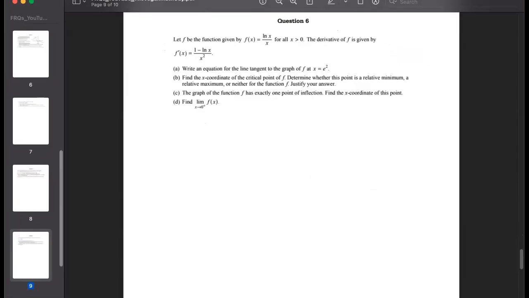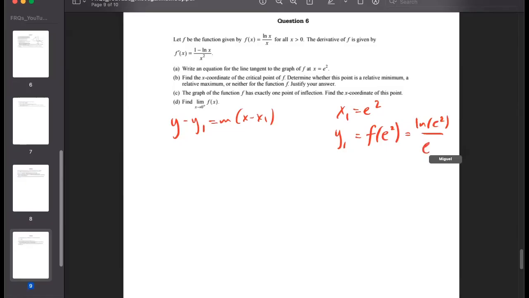So they want the equation of the line tangent to the graph of f at x equals e squared. Well, we already know that we have to use y minus y1 is equal to m times x minus x1. We know our x1 is e squared. I'm just going to find y1. Luckily for us, they give us f of x, which is really nice. So this is going to be f of e squared, which is ln of e squared over e squared. So just 2 over e squared. It's really nice. And now we just have to find the slope at that point.